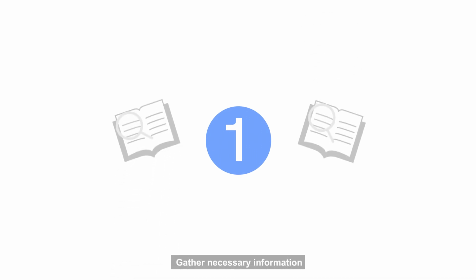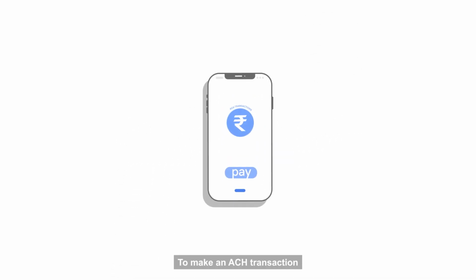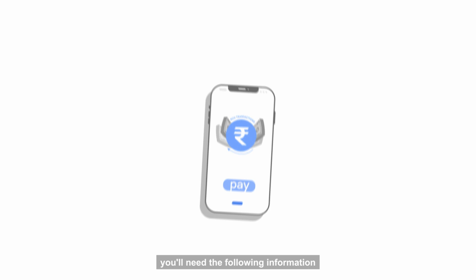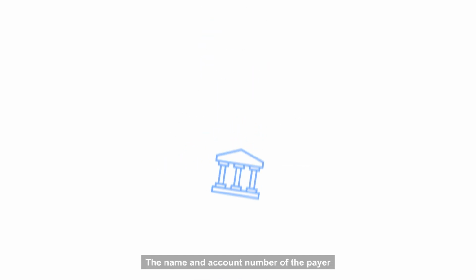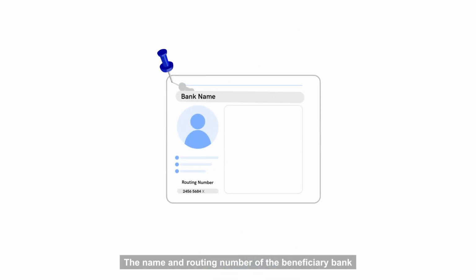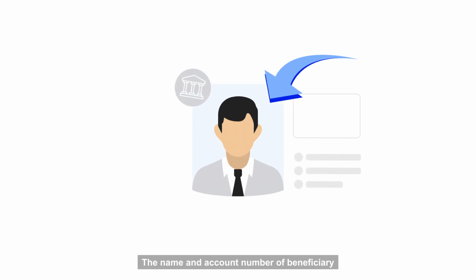Step 1. Gather necessary information. To make an ACH transaction, you need the following information. Name and routing number of the originating bank, name and account number of the payer, name and routing number of the beneficiary bank, and at last, name and account number of the beneficiary.